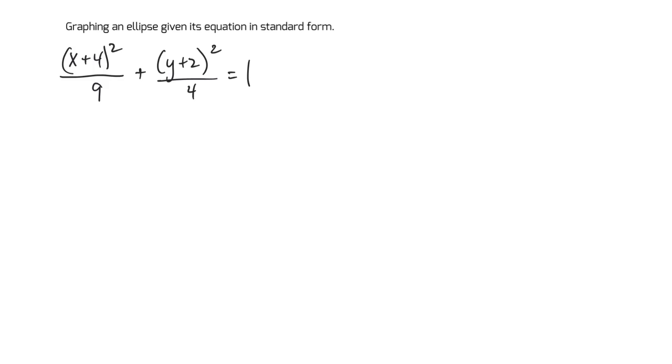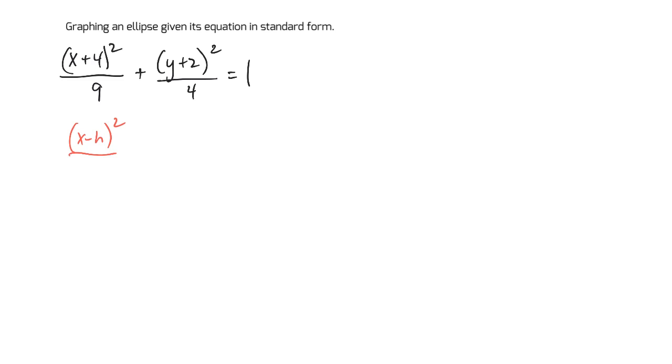Let's go ahead and graph this ellipse. The first thing you want to do when you graph an ellipse is make sure you have it in standard form. So let's recall standard form. It's actually the quantity x minus h squared all over, it's either a squared or b squared.